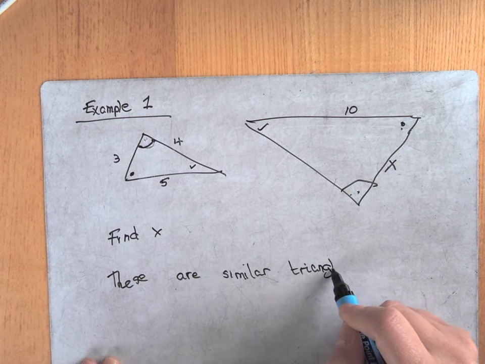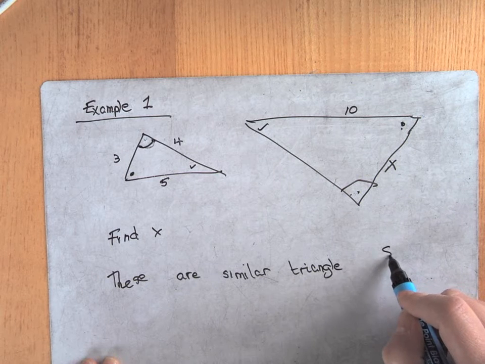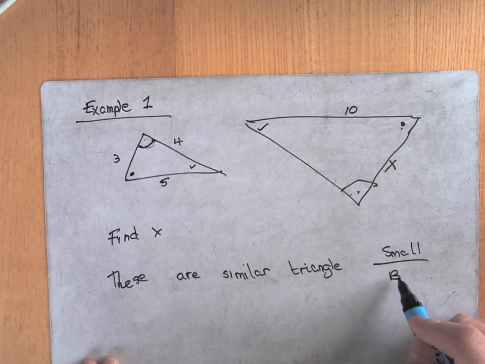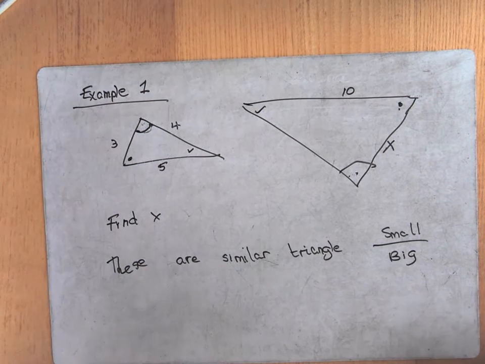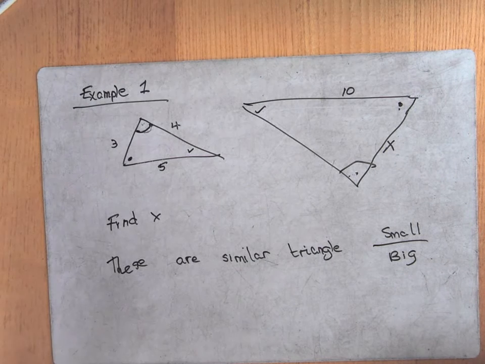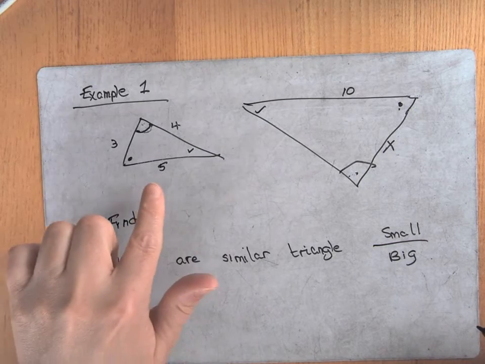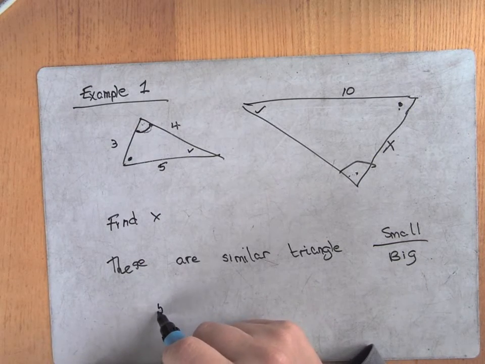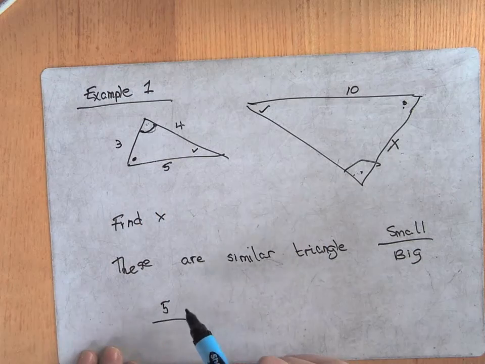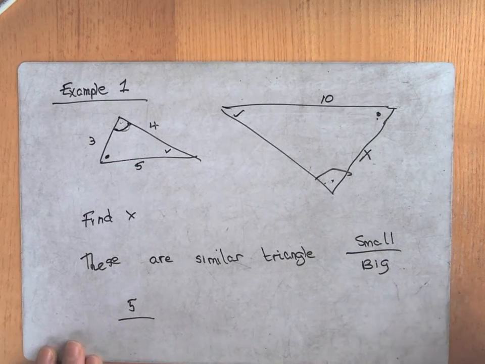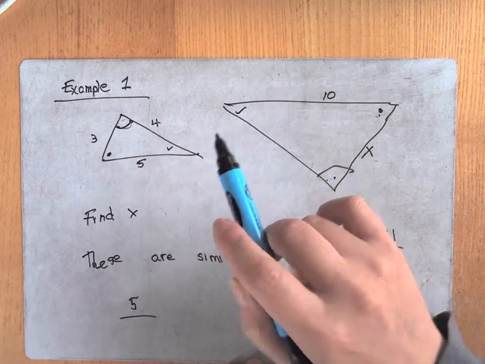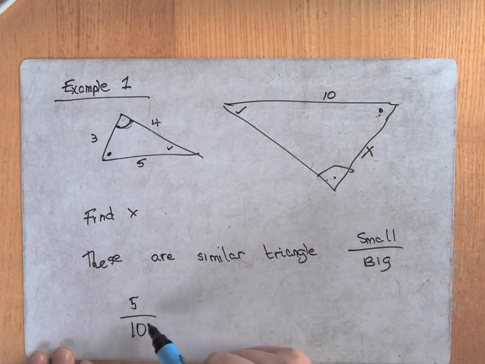So how you set up the proportion, there's a few ways to do it. But how I'm going to do it is I'm going to put the small triangle on top and put it over the matching side in the big triangle. So small over big, right? I'm going to pick a side in the small triangle. The corresponding side means you have to pick the matching sides. So if I pick 5, that's the side between the dot and the tick, and I put it over the corresponding side in this triangle, the side between the dot and the tick, and that is 10, is equal to.